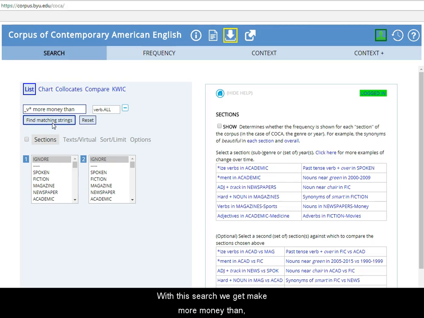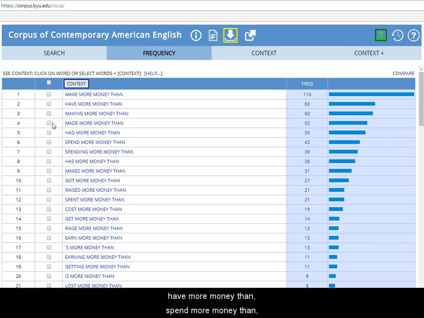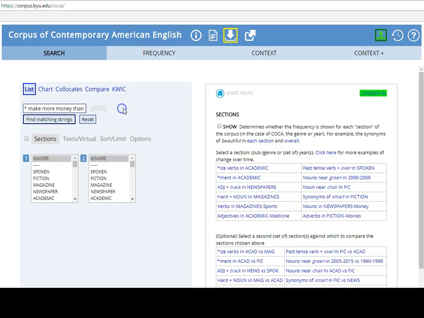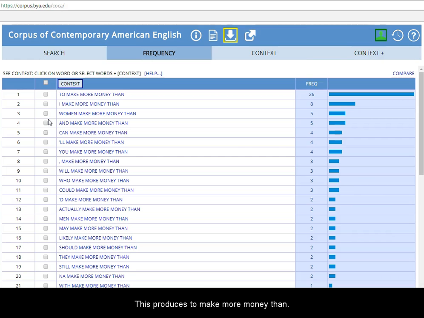With this search, we get make more money than, have more money than, spend more money than, etc. We can even continue building by selecting one of these phrases, returning to search, and placing an asterisk in front of make more money than. This produces to make more money than. At this point, we see lower frequencies, so it's a good idea to stop here.